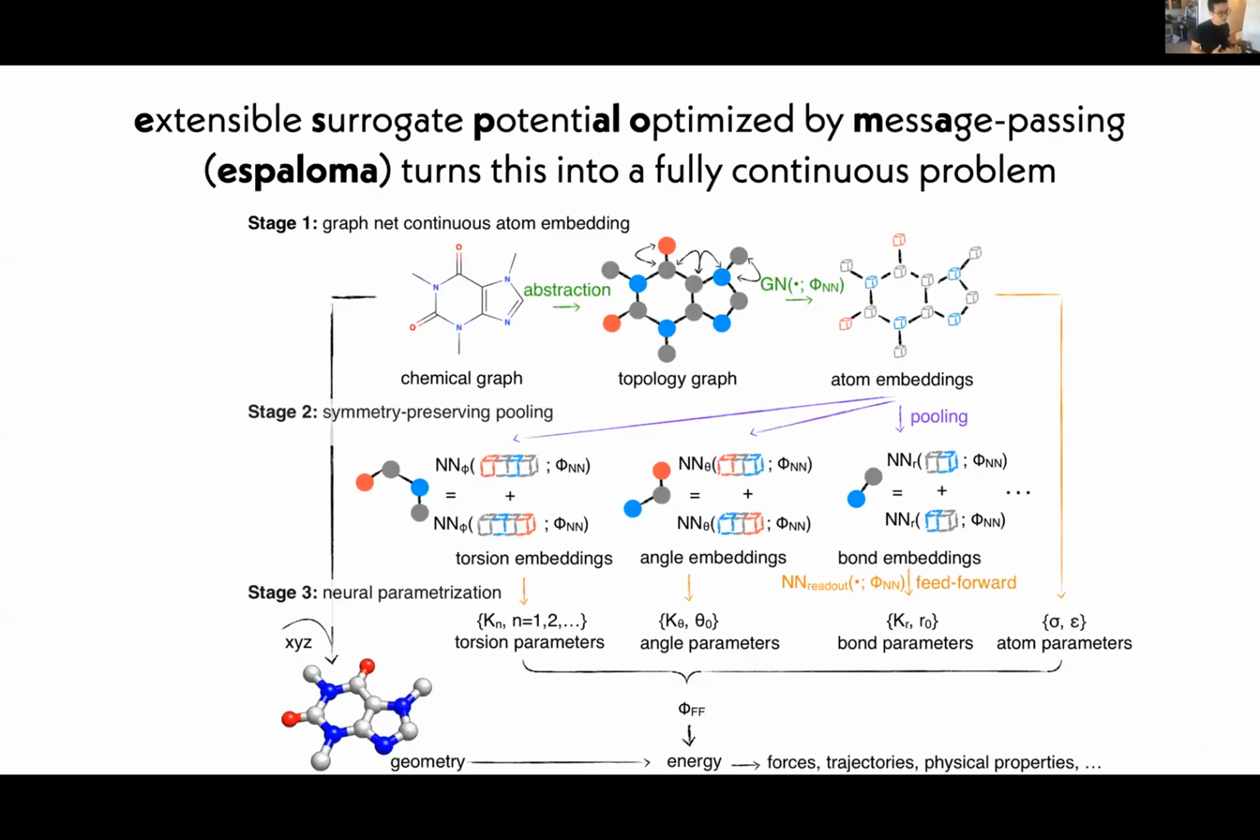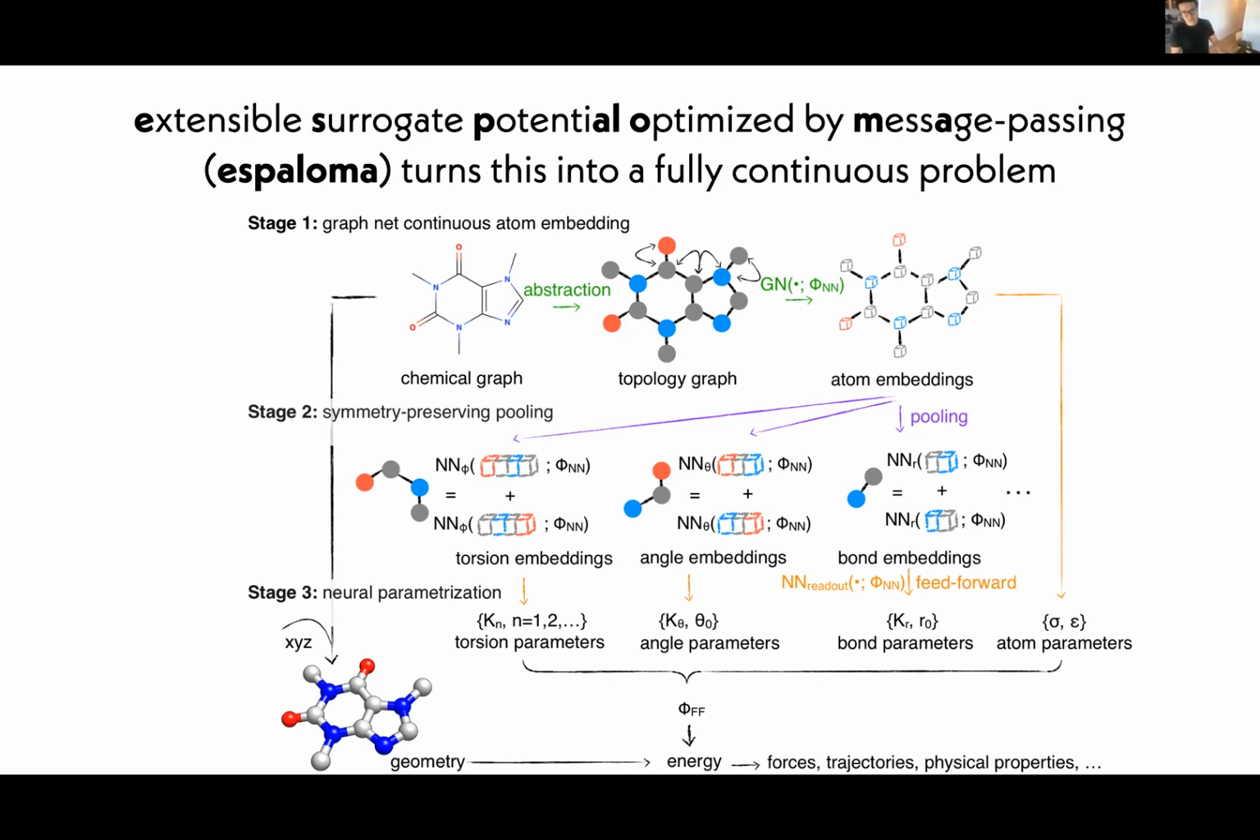So the problem became, okay, can we use graph neural networks to come up with atom representations and group them together? And from there, we can come up with torsion angle and bond parameters in a similar fashion to traditional force fields. So this is what we did in this framework, which we call extensible surrogate potential optimized by message passing, or Espaloma. Evidently, you just start from a chemical graph. There is no geometry. You abstract it as a topology graph, which you can throw into a graph neural network, which would give you some atom embeddings. After you have these atom embeddings, you would pool them together in a symmetry-preserving pooling way so that you would have bond, angle, and torsion embeddings. More on that later. After we have all of these representations for atom, bond, angle, and torsion, you would have a very simple feed-forward neural network to come up with all of the atom, bond, angle, and torsion parameters. And so this is your entire set of the force field, and then you already have it.